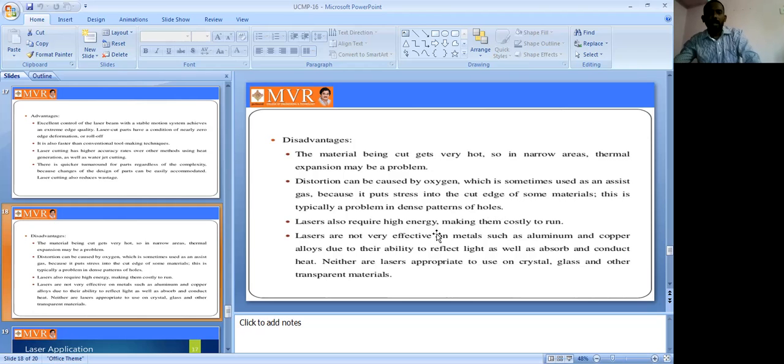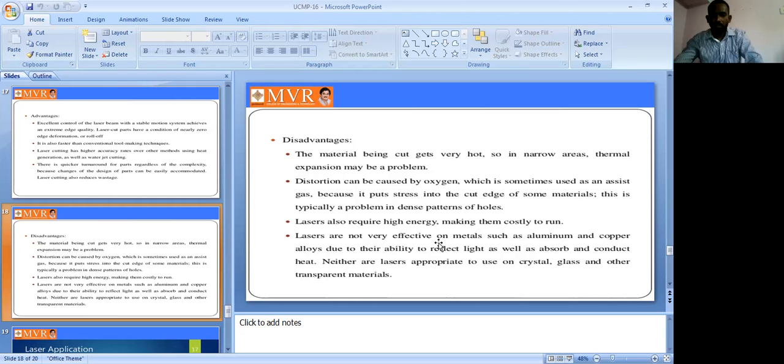Lasers also require high energy, making them costly to run. Why? Because it is thermal energy. There is no tool here; we cannot use a tool in the laser beam machining process. So the thermal energy is directly applied to the workpiece. Only then, with high temperature, will the machining be started and completed. That's why high power consumption is needed for the laser beam machining process.